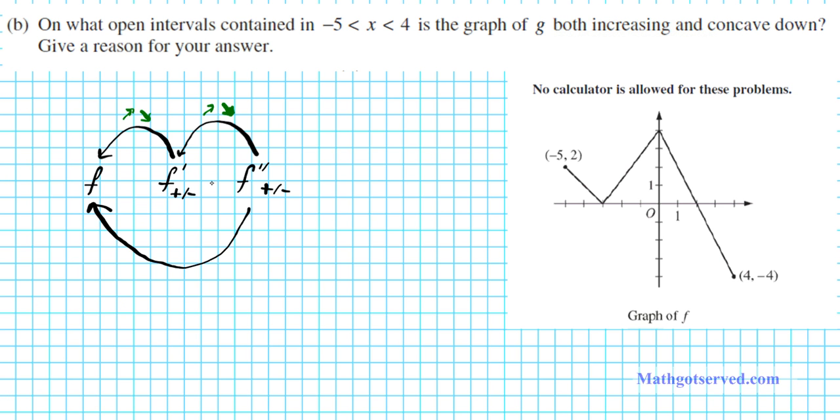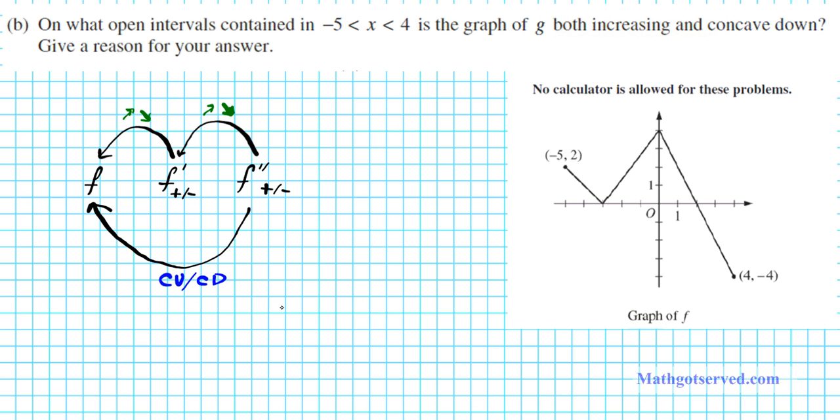And then the same rule applies to connecting f prime with f double prime. So what connects f and f double prime? Well, it's the concavity. If f double prime is positive, f is concave up. And if f double prime is negative, then f is concave down. Okay, so that's the connection here.